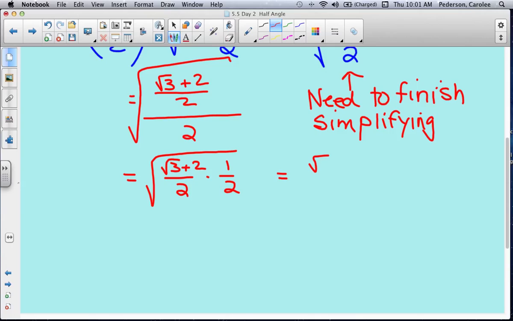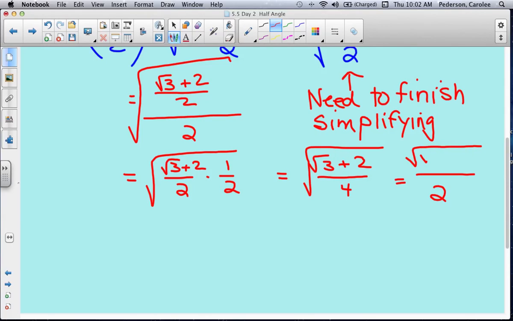So we still have that same numerator, but then the denominator would be 2 times 2, which is 4. And then we'd separate out that radical into 2 radicals. And what's the square root of 4? 2. And then the numerator is a double radical. And that's what it would look like.